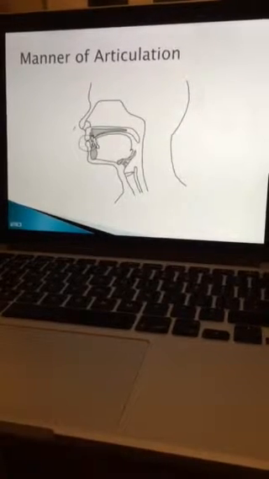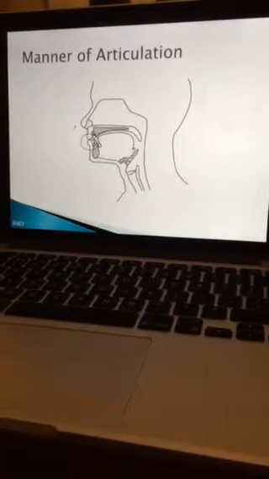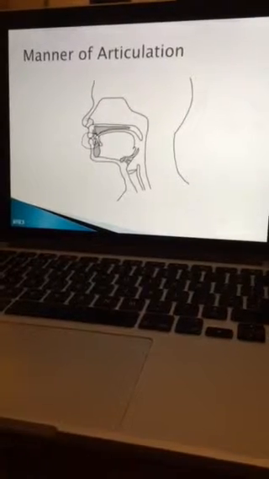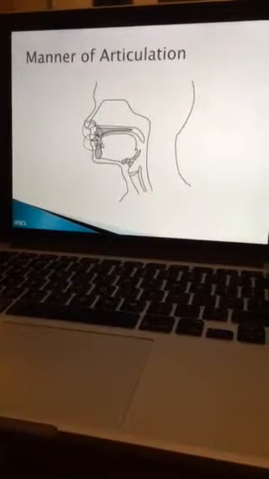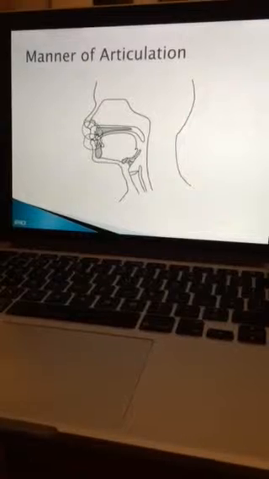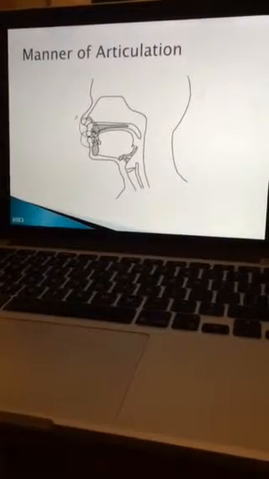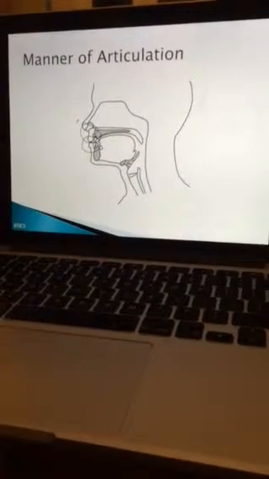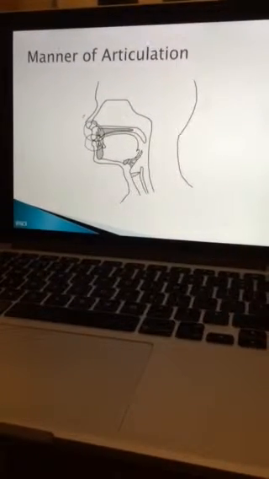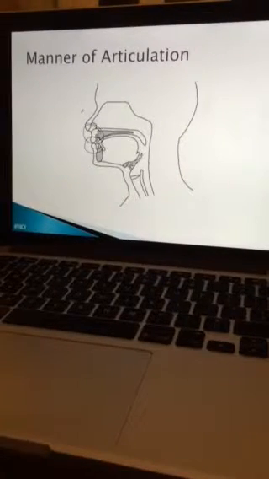Nasal is the lips are closed so the air then can escape through the nose. Fricative. The air is partially obscured, so it has turbulent airflow resulting in a friction noise. So s and f.